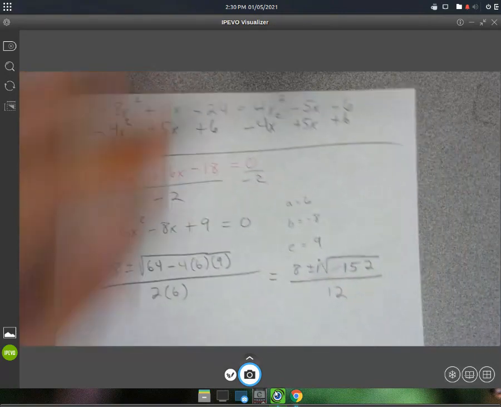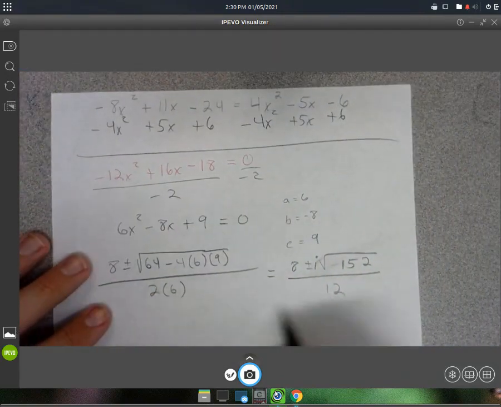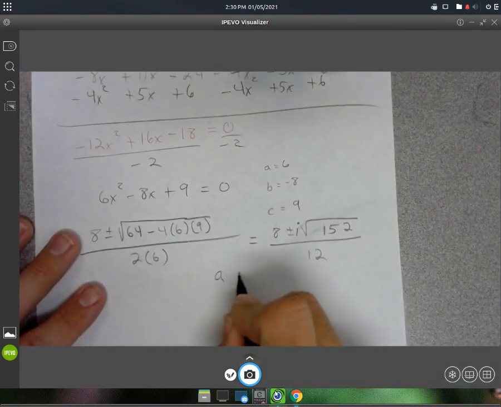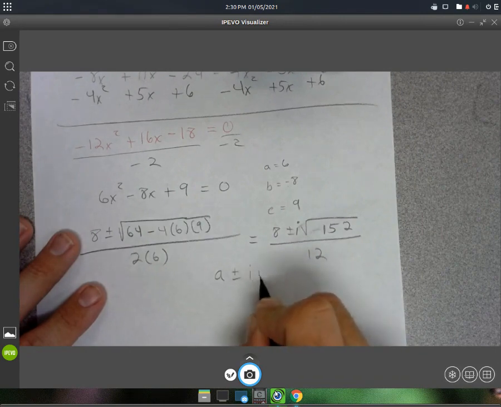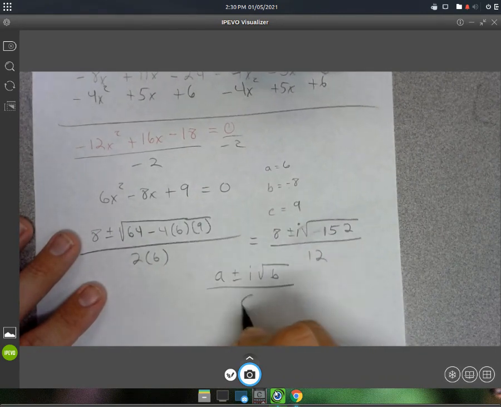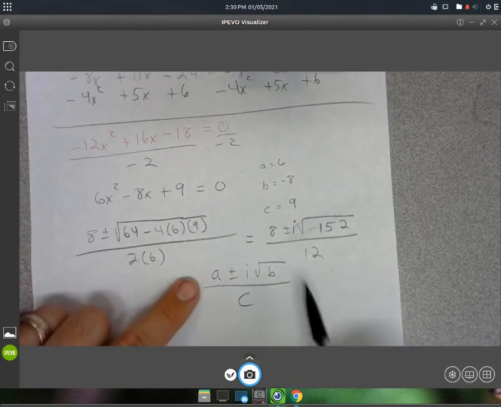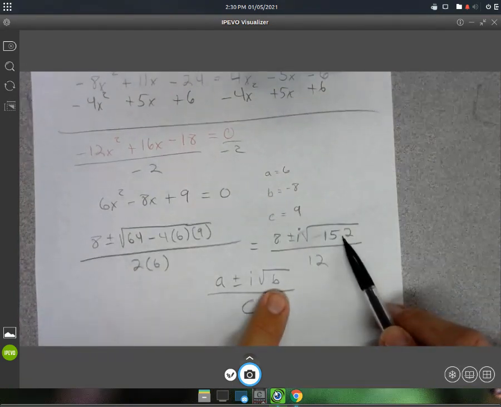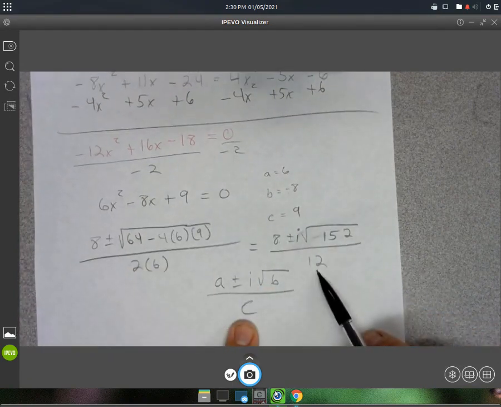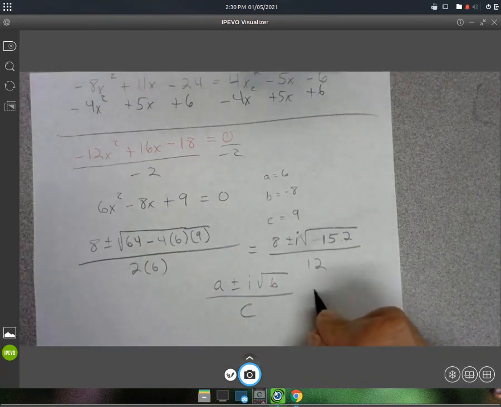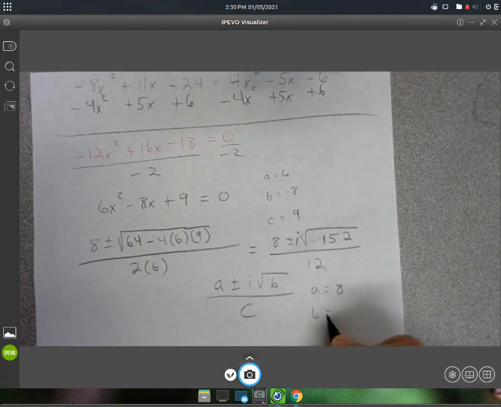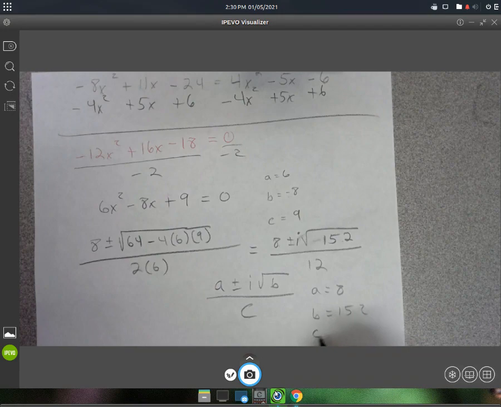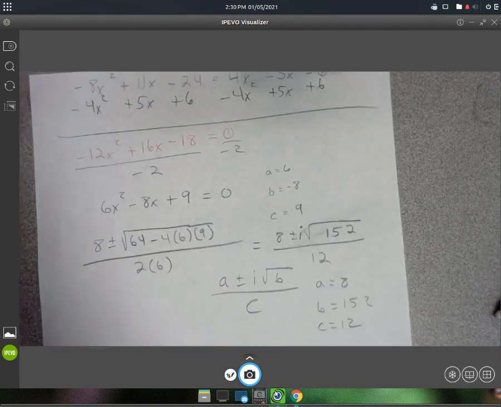And remember, if you're answering in that fancy form, like a plus or minus i root b over c, then a would be 8, b would be this, and the c would be 12. And that's what you would actually have to type in as far as Canvas goes. All right, that's good.